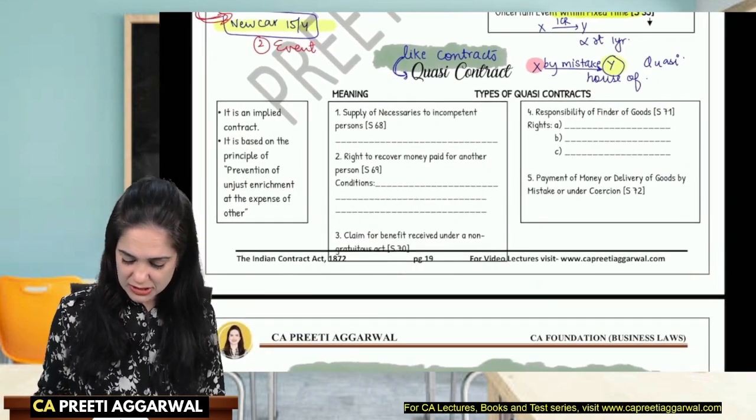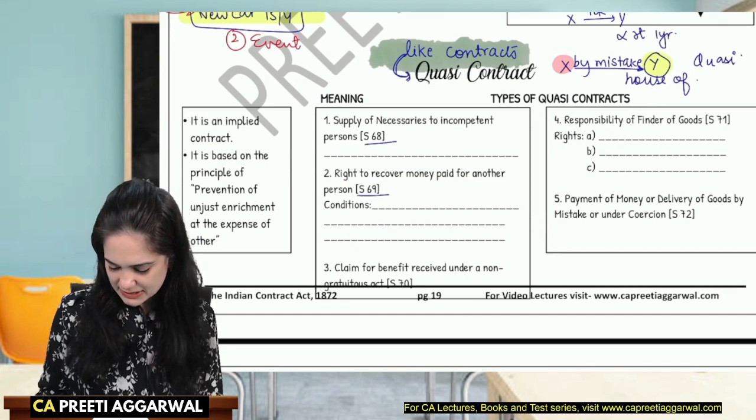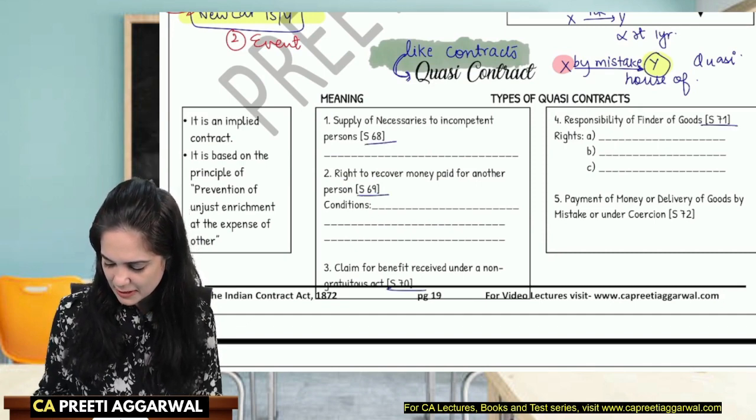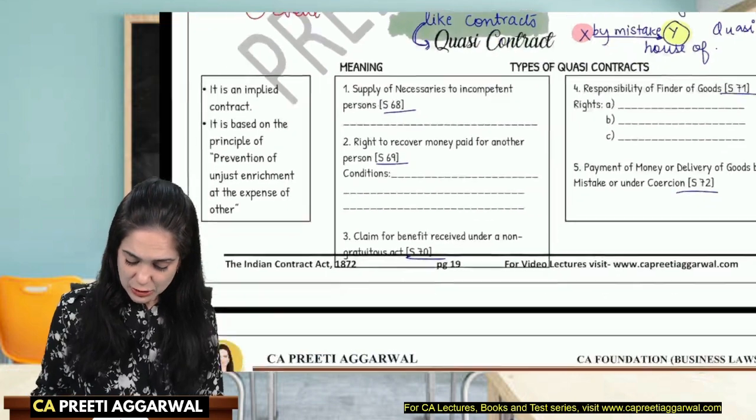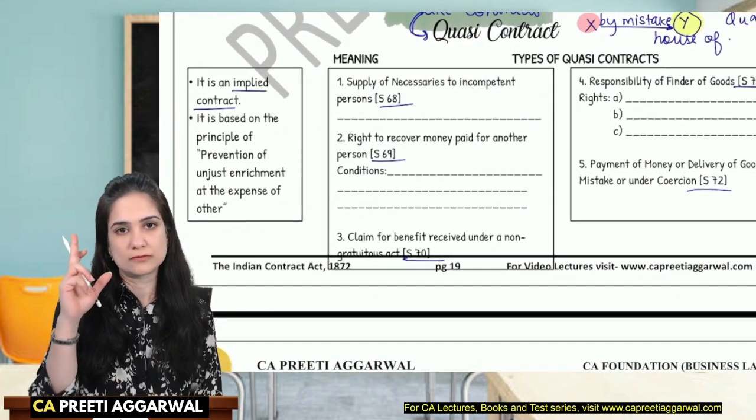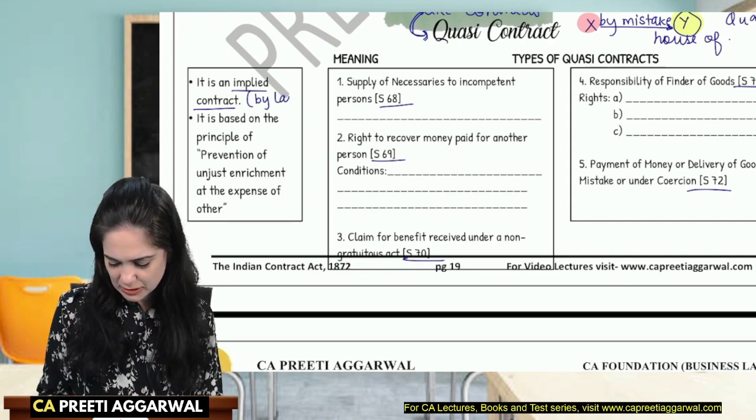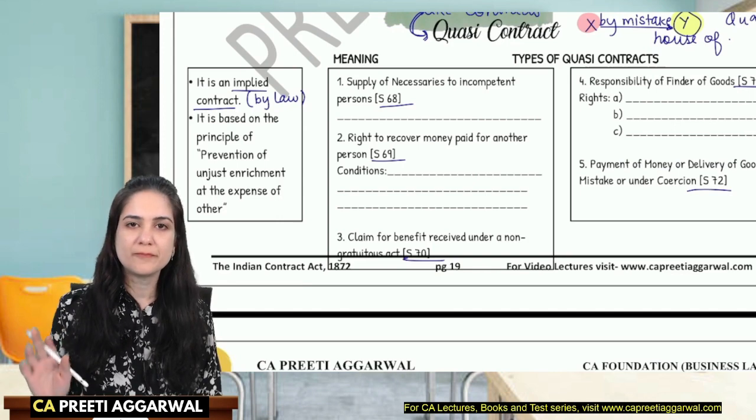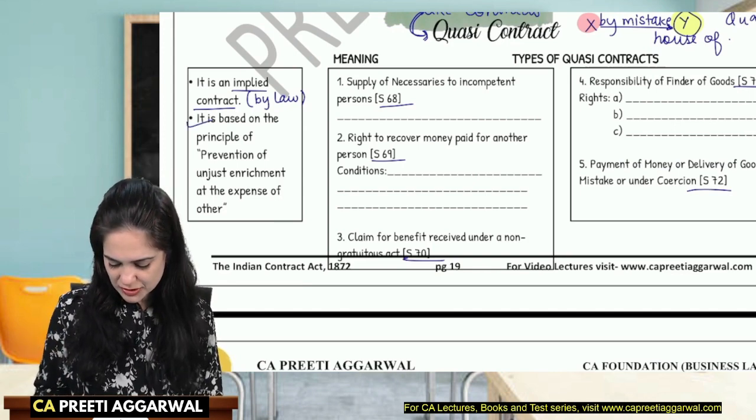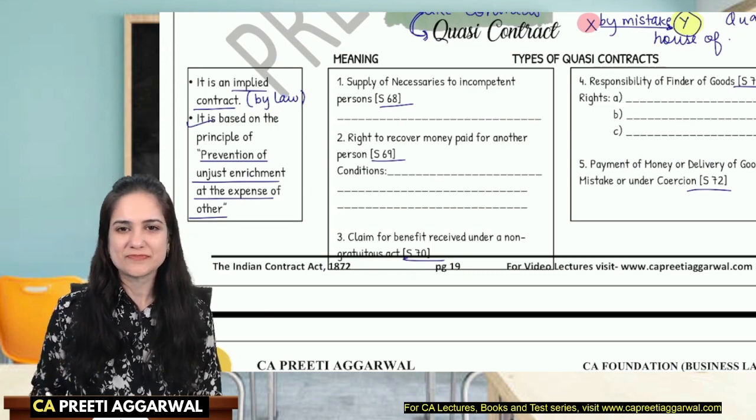Generally, a theory question is asked on types of quasi contracts. Section number is very important: 68, 69, 70, 71, and 72. So here we have written it's an implied contract because it is implied by law. Parties never intended to enter into a contract, but the law says that a contract has come into existence between you. It is to prevent unjust enrichment of one person at the expense of another.